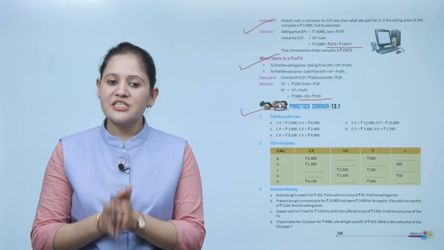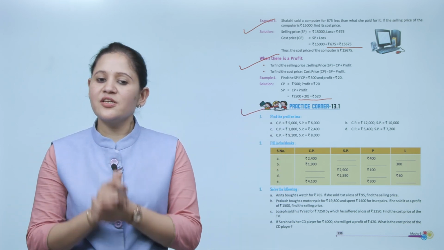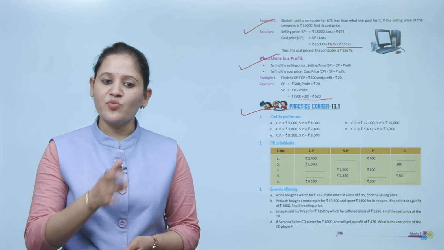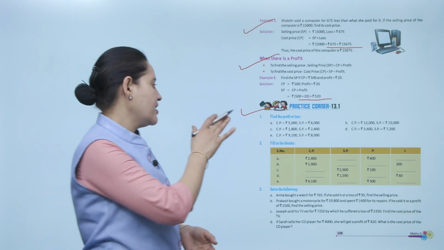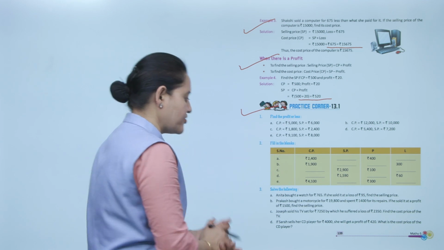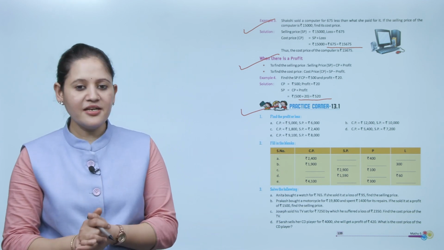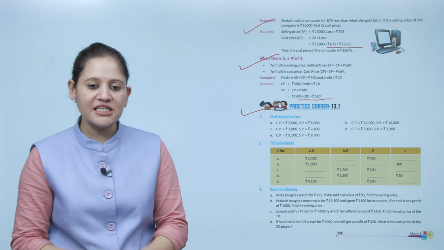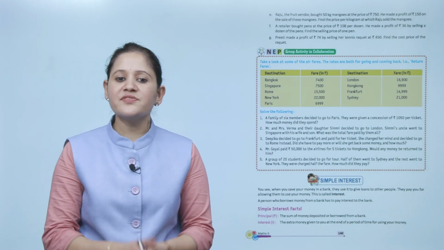Next is practice corner 13.1. Find the profit or loss. CP rupees 5,000, SP rupees 6,000. Here SP is more than CP, that means profit is there. How much? 6,000 minus 5,000, that is 1,000 rupees profit. Clear? So practice all the questions with this exercise. Next is group activity in collaboration.